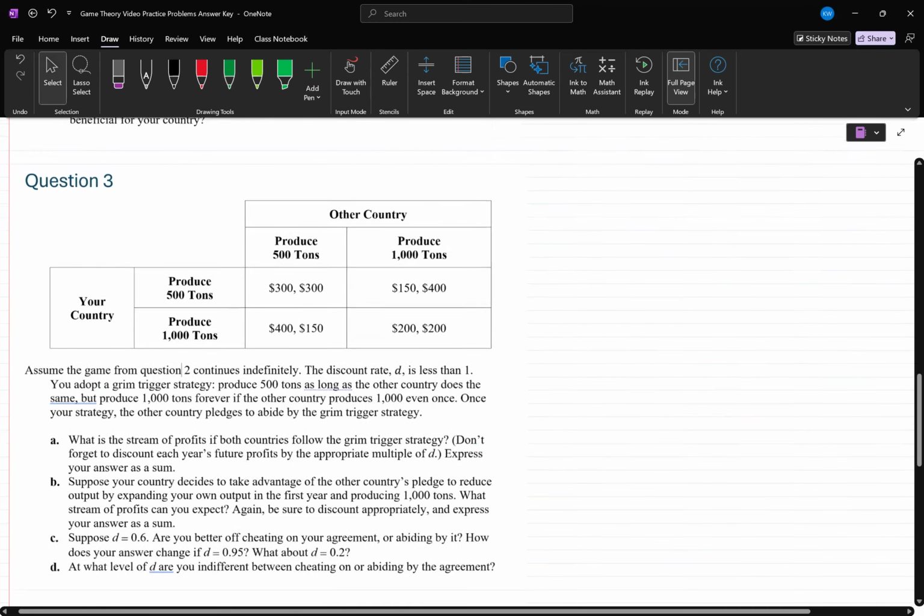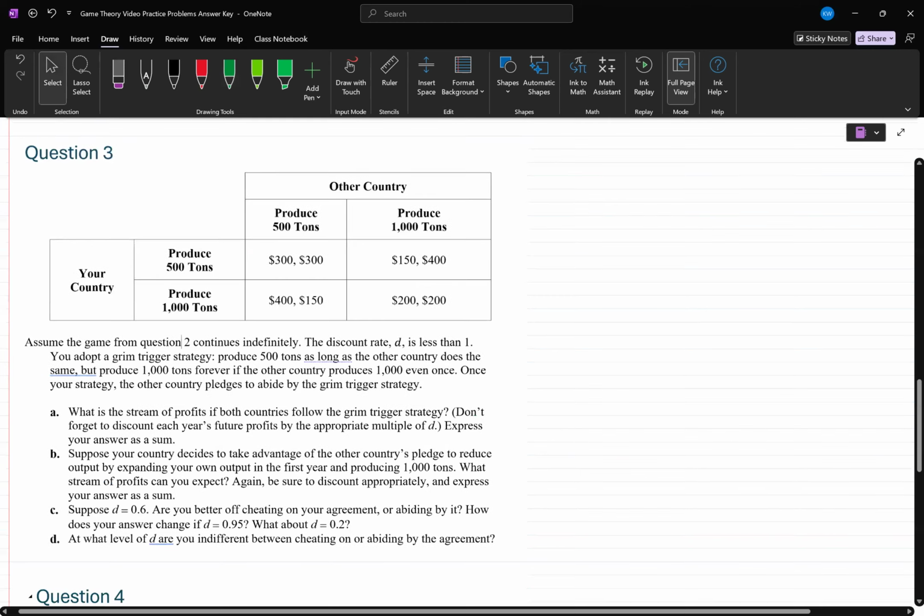All right, moving to question three. So question three says, okay, we're facing the same game. Now, however, we're playing indefinitely, so it's an infinitely repeated game. And the question is, if we adopt a grim strategy, that we will cooperate as long as the other country does, and they're doing the same, we want to know first what our stream of profits is if we both cooperate.